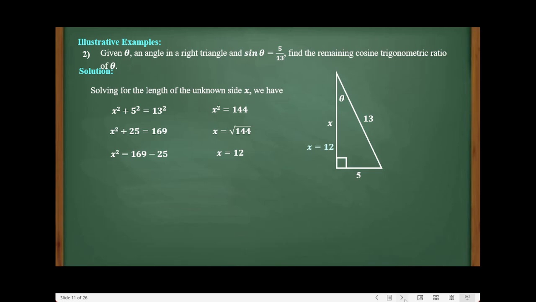And at this point, we can now define the cosine of theta. From the definition, cosine theta is what? If this is your theta, it is defined as the ratio of the leg adjacent to this angle over the hypotenuse. And obviously the answer is 12/13. Okay?